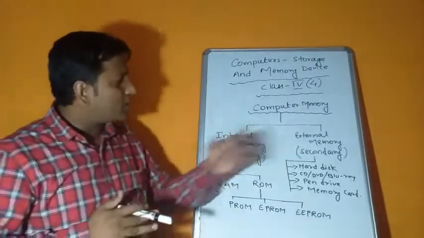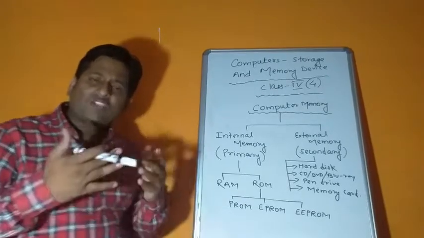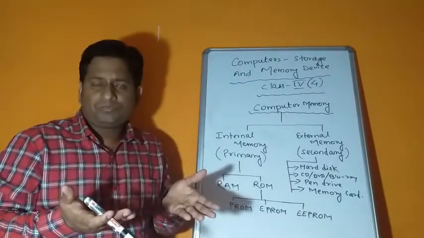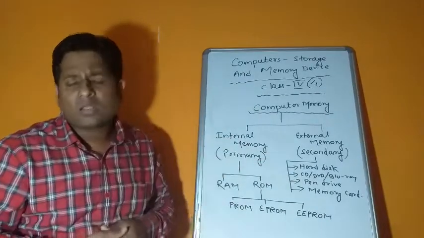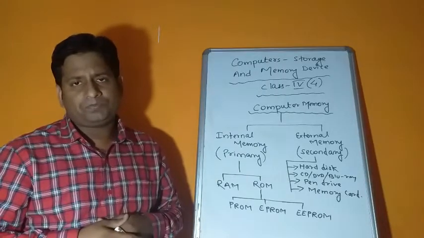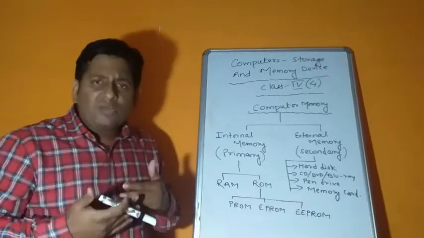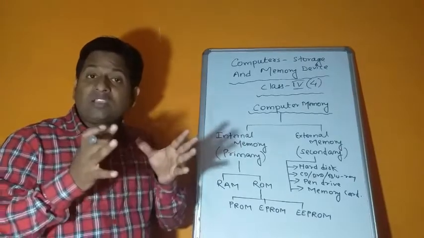Now let us come to the other part, external memory. External means extra. Even if you keep it, it's okay; otherwise also the computer will run. It won't be disturbed. Secondary memories are also known as auxiliary memory. It is used for data storage.